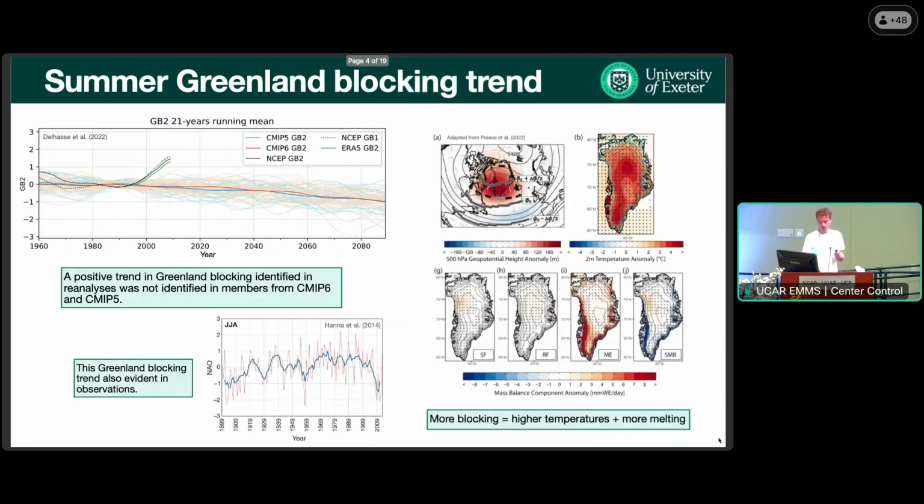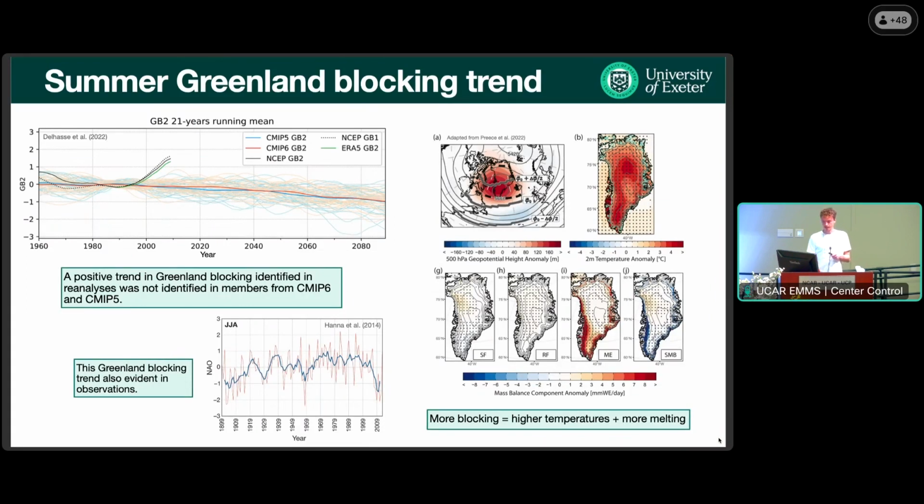So that's why this top left plot was concerning when it first came out. This plot is showing, as a function of year, the Greenland blocking index, so just how strong blocking is over Greenland. The colors are a bit faded, but you can see, I hope, CMIP5 and CMIP6 ensemble members in the light colors. The dark colors stand out. They are the reanalysis products, which show a strong increasing trend in Greenland blocking around 2000. That is well outside the spread of the climate models.